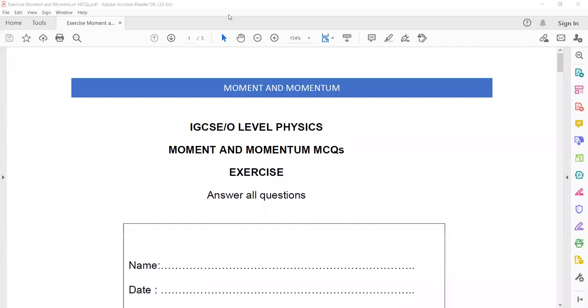So in this session, we'll discuss weekly homework related to the topic moment and momentum. Moment is the turning effect, and when an object has a mass and is moving at a certain velocity, we call that momentum. The reason I mixed the MCQs is so that you can distinguish, even in the exam, the difference between moment and momentum.